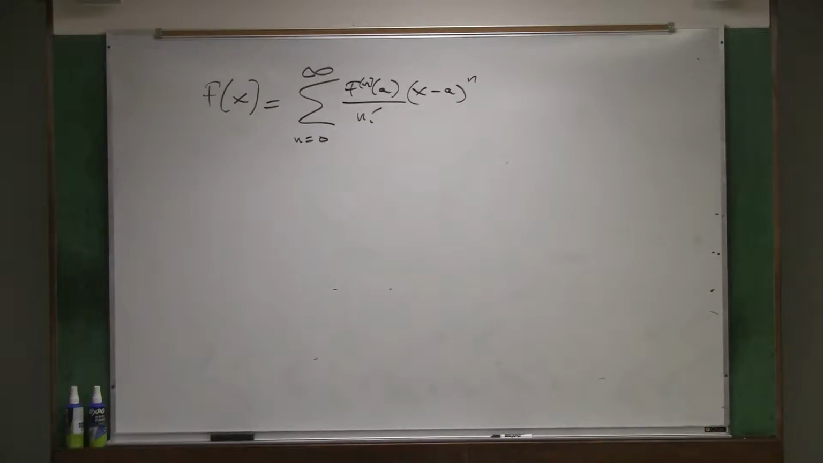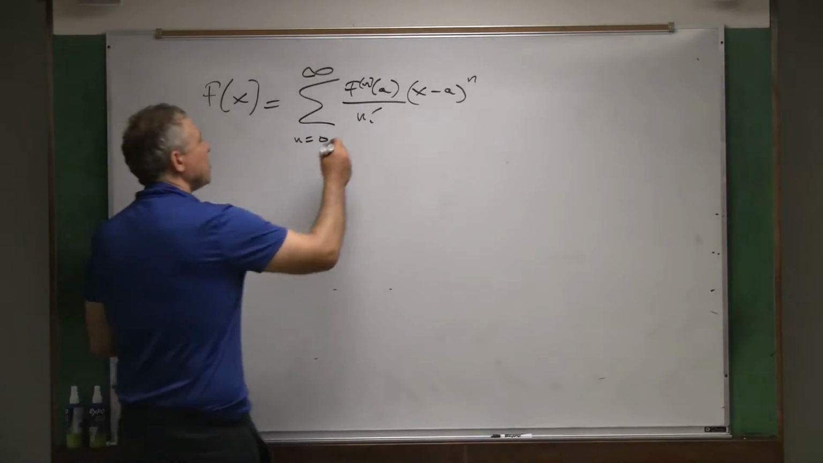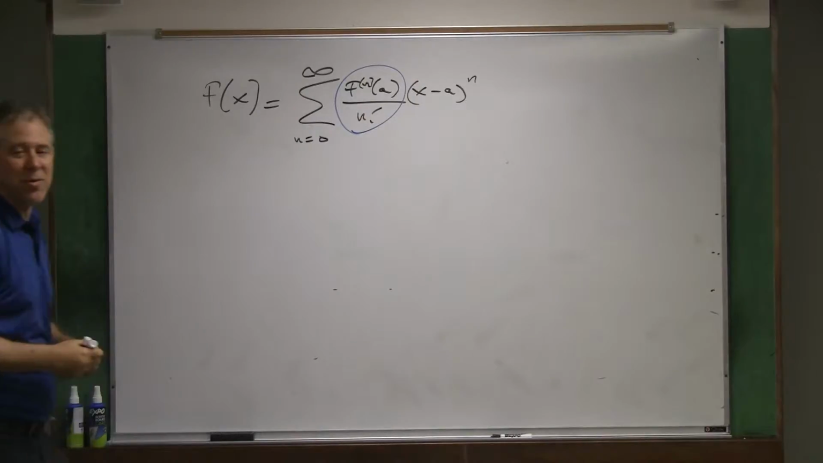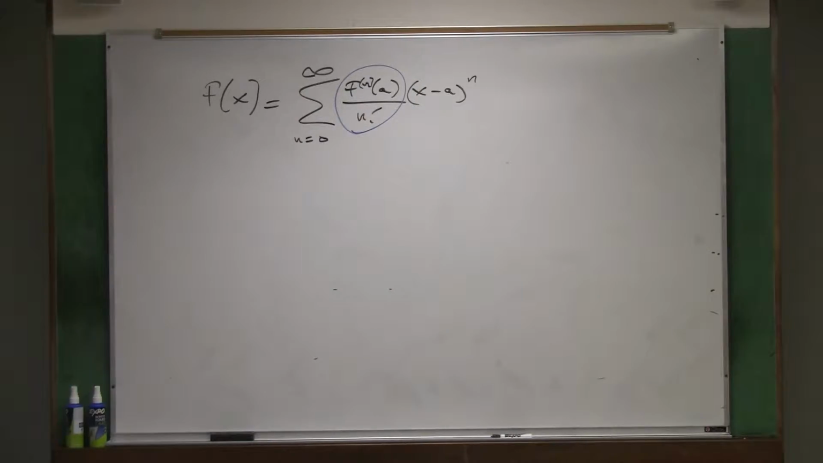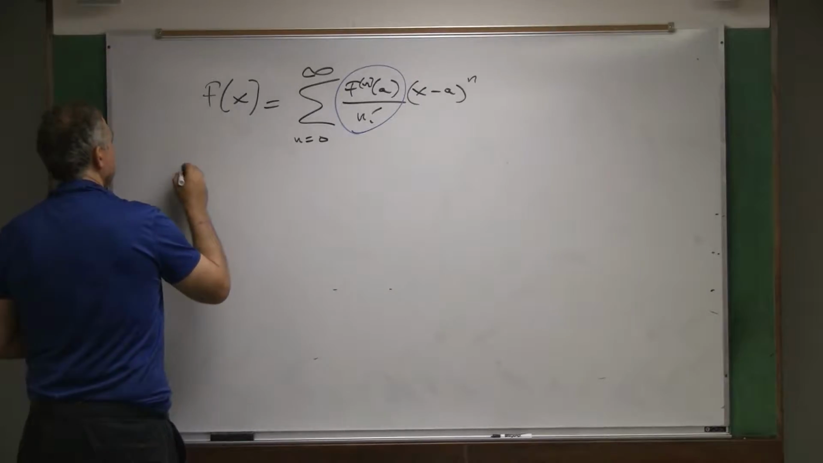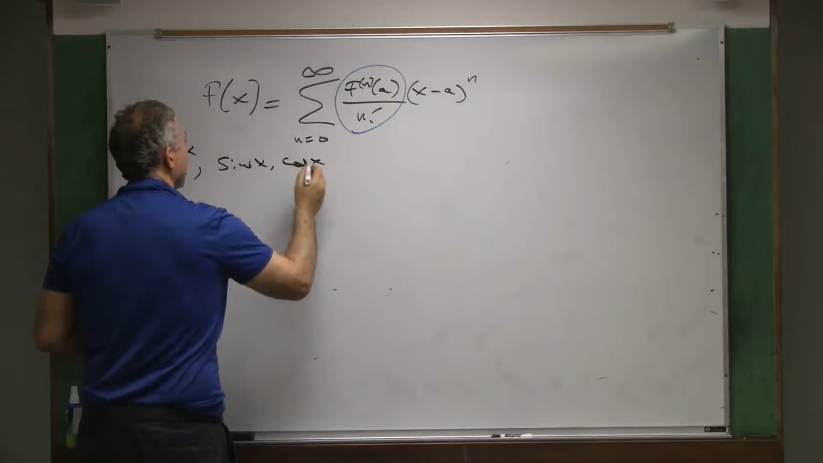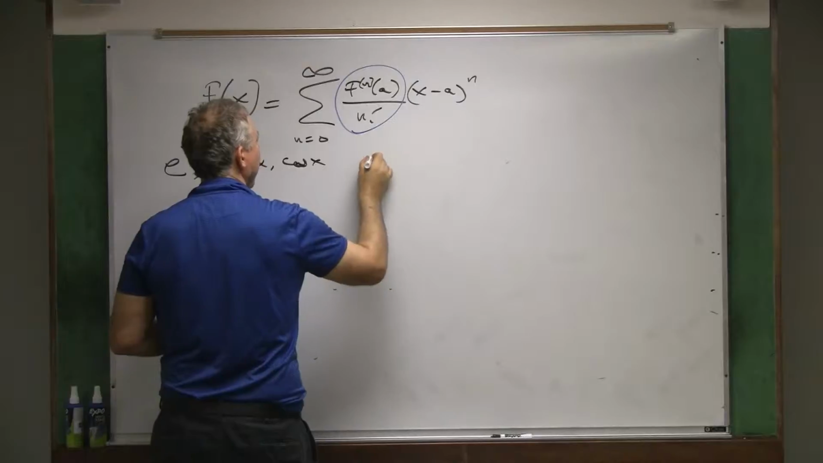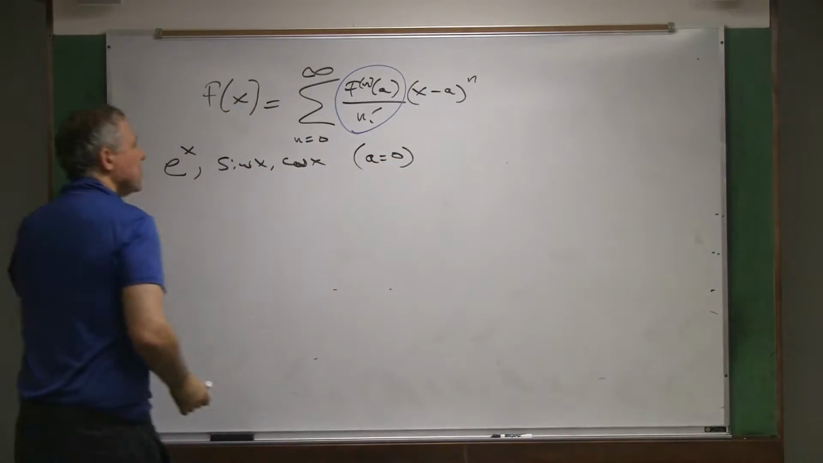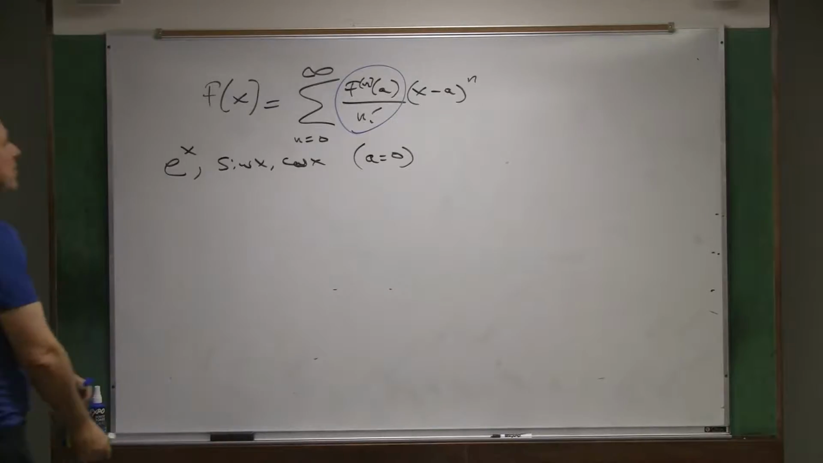So there it is. Now if we can figure out what this pattern is, we can get a nice expression. If we can just figure out what that is. So this is going to be a kind of a find the pattern exercise. What's the pattern? So let's do some of our favorite ones that have easy patterns like e to the x, sine x, and cosine x. And let's have here a is going to be 0.